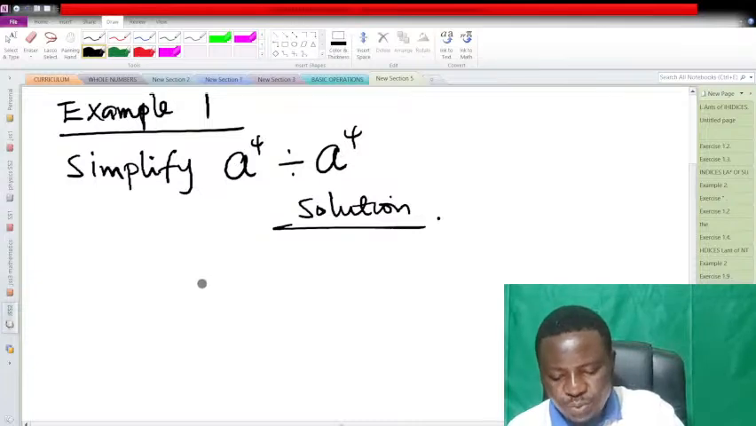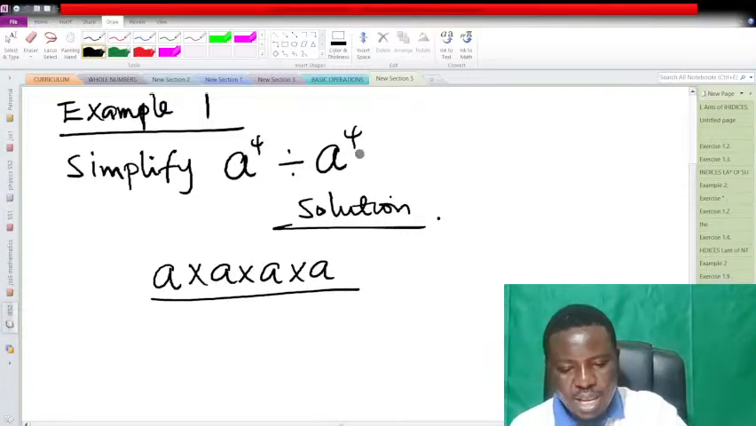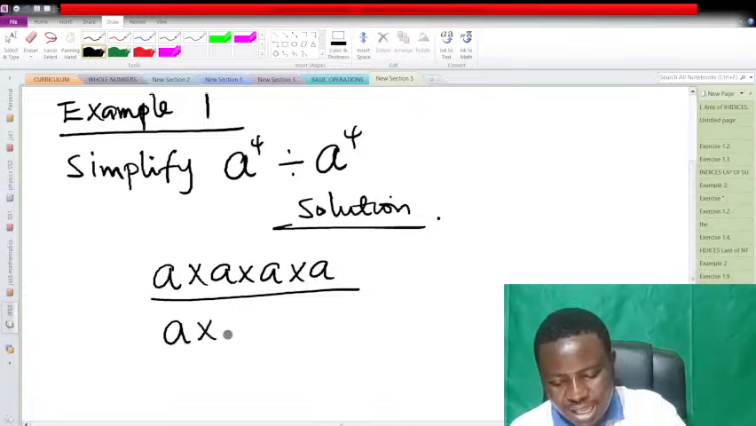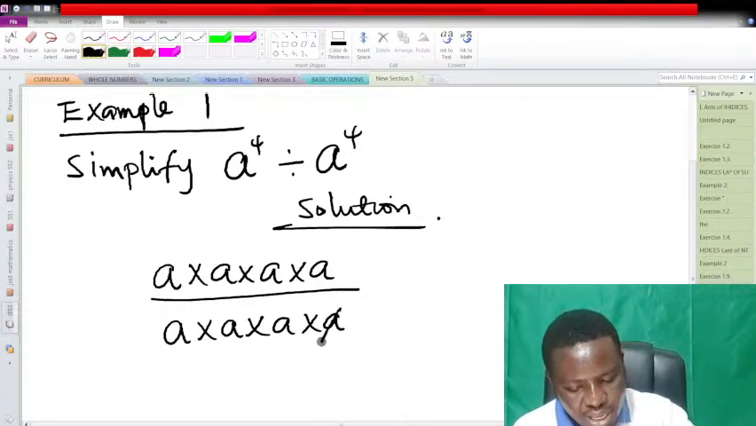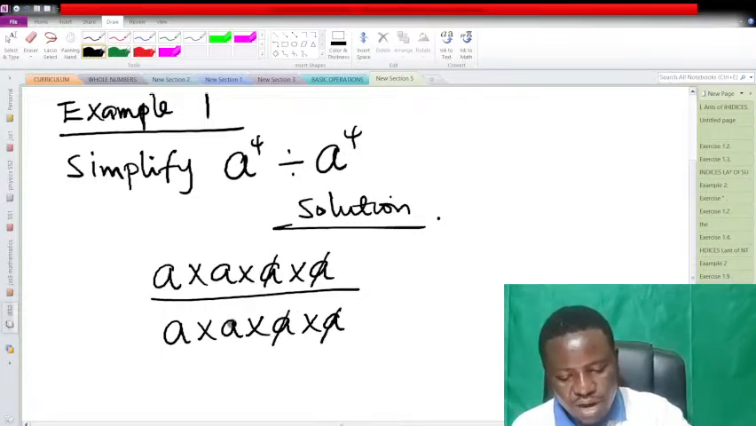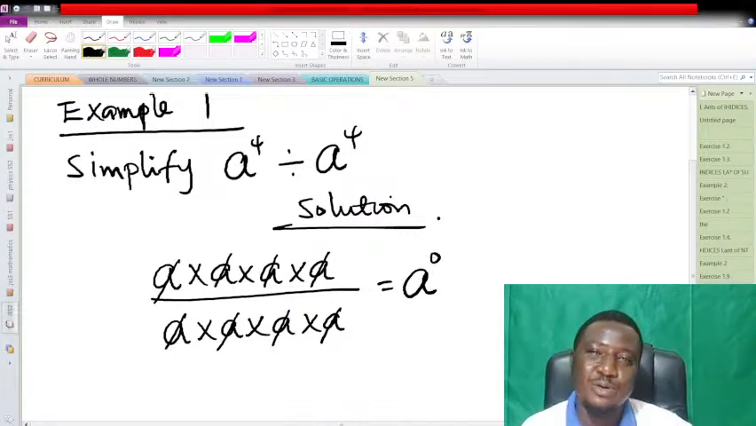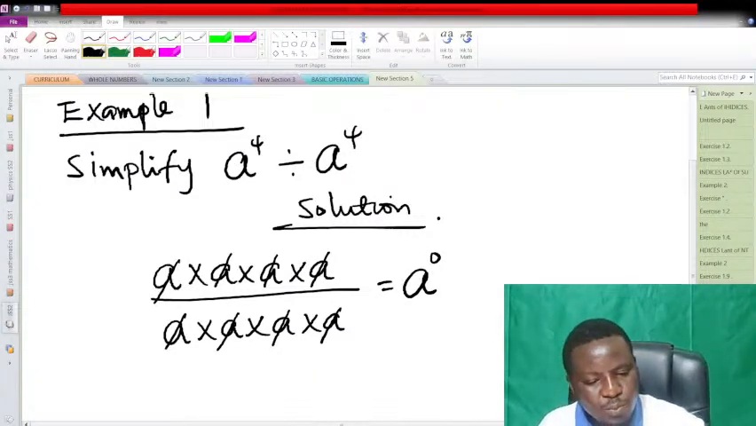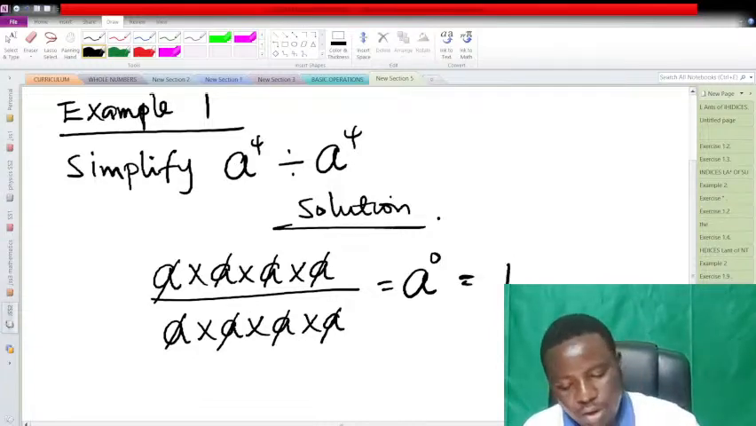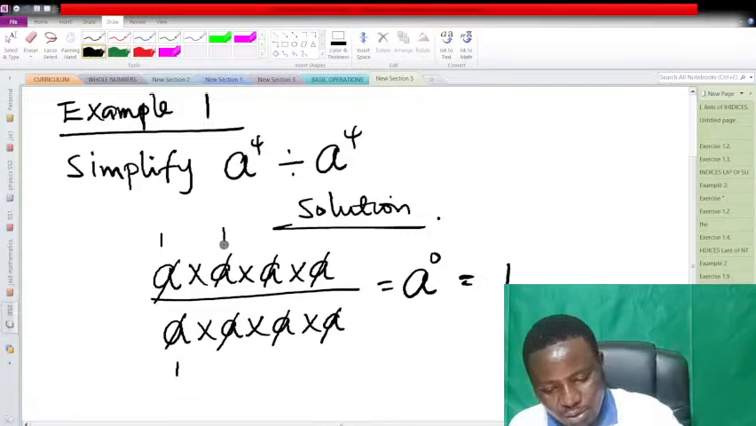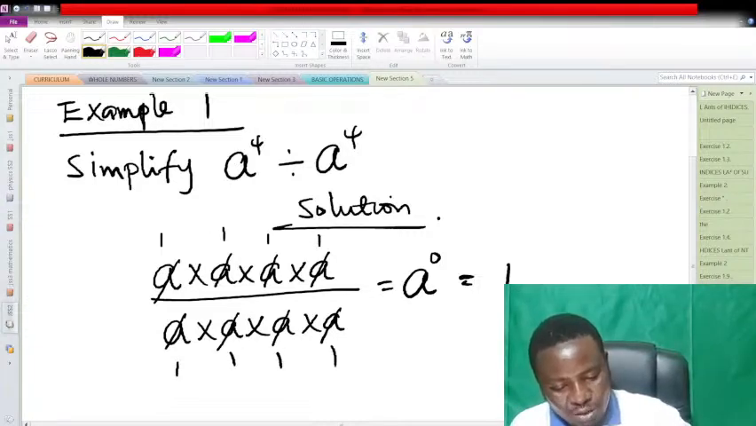a raised to the power of 4 can be expressed as a times a times a times a, divided by a raised to the power of 4, which is a times a times a times a, right? And when you divide, a will divide a, a will divide a, a will divide a, and a will divide a. And at the end, you discover that you have a raised to the power of 0. So a raised to the power of 0 is said to be 1, of which you said this is 1, 1, 1. Okay, when they divide themselves, it gives you 1.